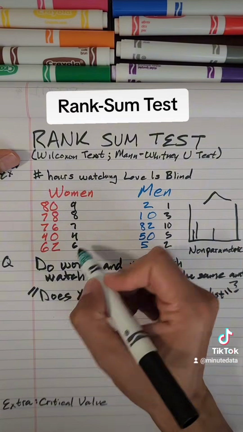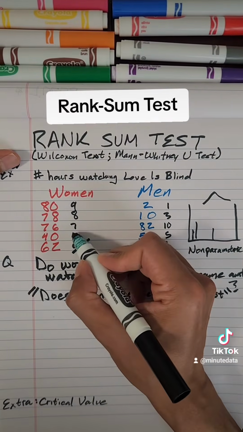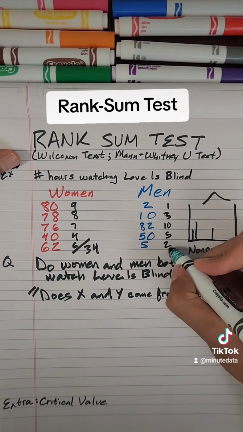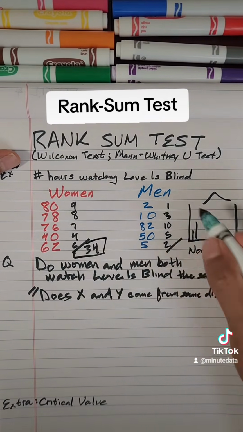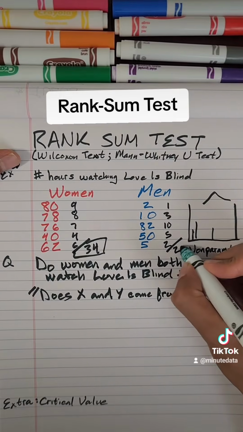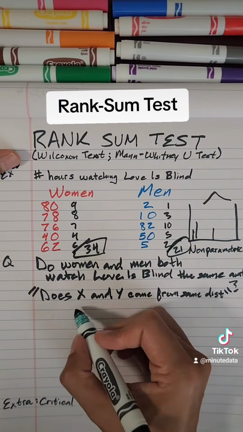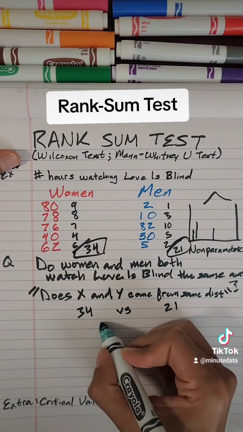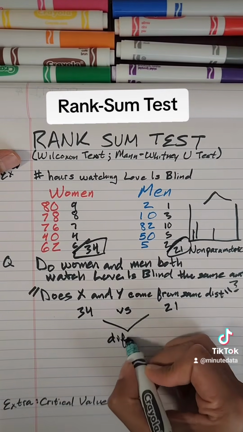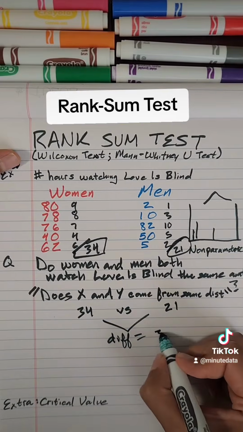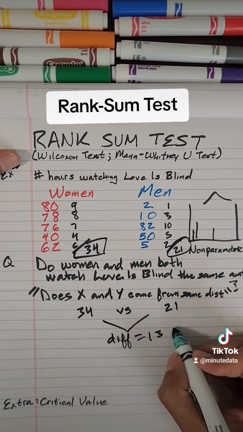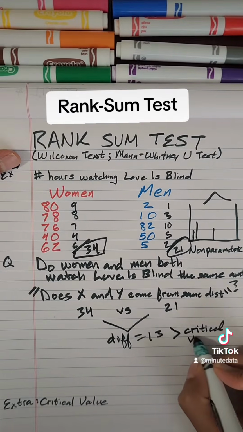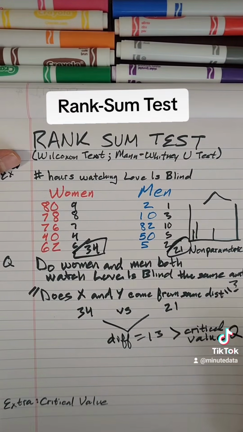Let's now sum up these ranks. The sum of this will be 10, 25, and this will be 34. And then if you sum up these ranks, let's box these off: 10, 20, 21. So you have 34 versus 21, and that difference is equal to, let's see, 13. So the difference is 13, which is greater than the critical value, which is 2.